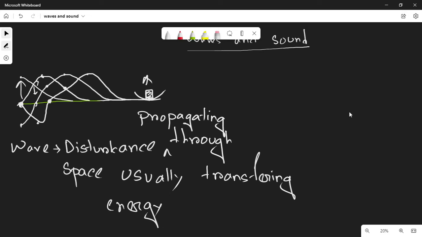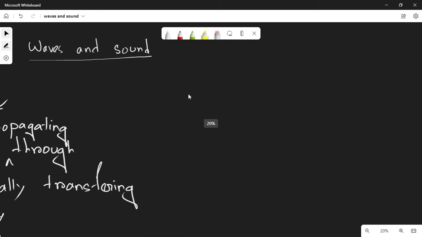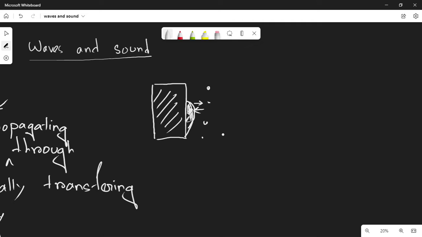So let's see what sound is now. Sound is also a wave. Let's say this is a sound box. So we are producing sound. And this is the drum, or that part from which the sound is actually produced. So it will vibrate, like it will move back and forth. And let's say these are the air particles or air molecules down here.